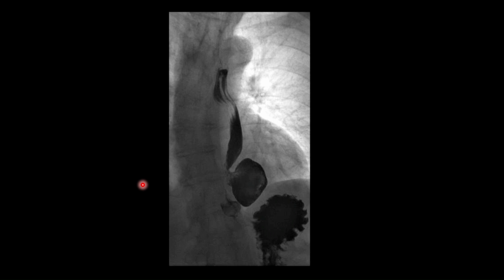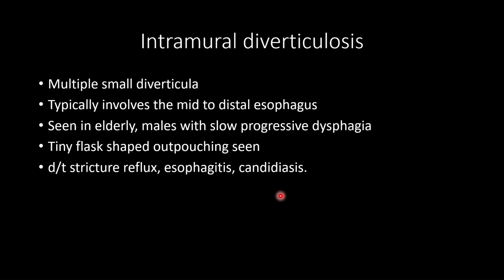Now, in this barium swallow study, there is an esophageal outpouching which is seen just above the diaphragm, and it is clearly separate from the rugal folds of the stomach. Yeah. So there's another entity called intramural diverticulosis.